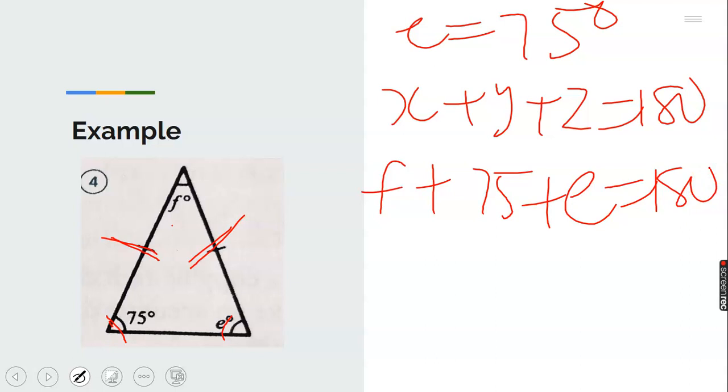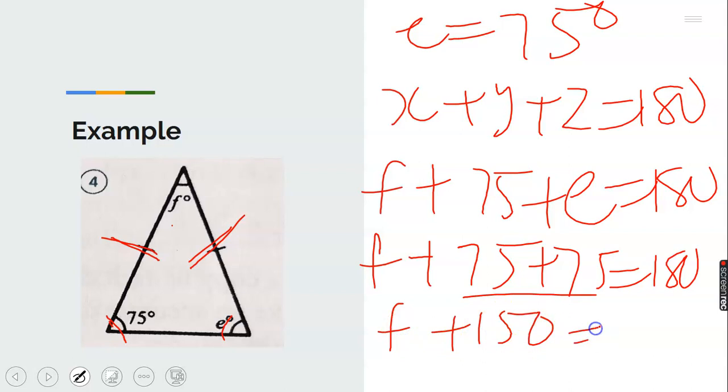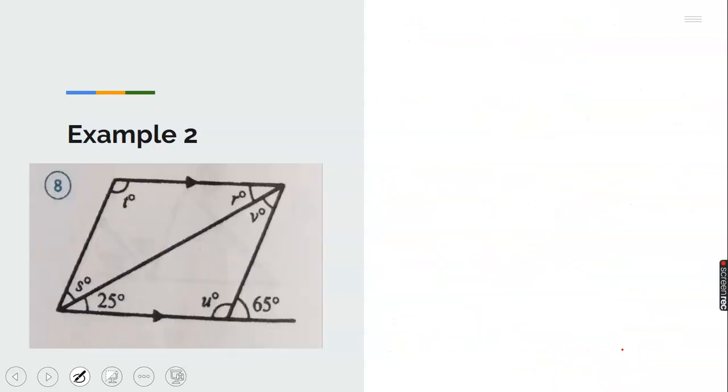Now, we know that E is equal to 75. That will be F plus 75 plus 75 equals 180. These two, when you sum, give you 150. F plus 150 equals 180. F equals 180 minus 150 equals 30 degrees. That is the value of F.